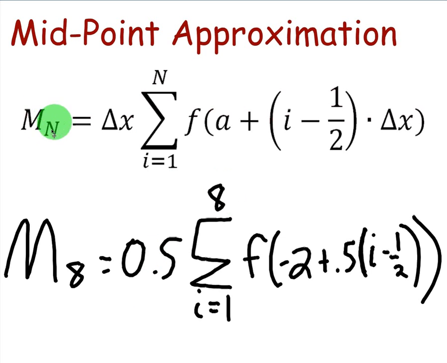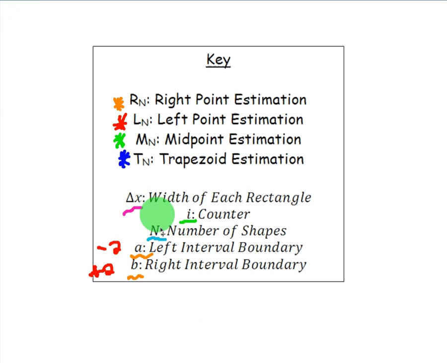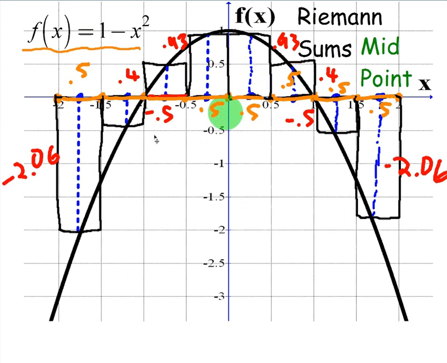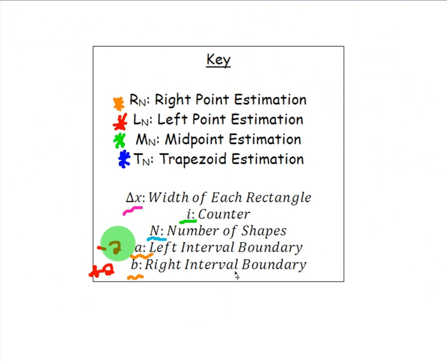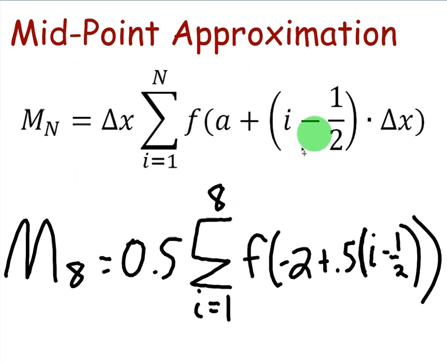So M represents our midpoint approximation. N is the number of rectangles. Remember, a is your left integral boundary, in this case negative 2, because we're starting at negative 2. And then b is your rightmost boundary, in this case 2. We're using 8 shapes. Change of x is your width of each rectangle. i is your counter. So let's try to make sense of this summation notation for midpoint.